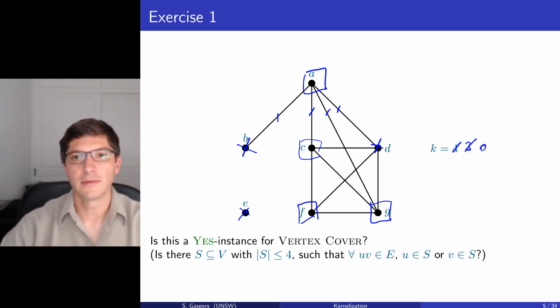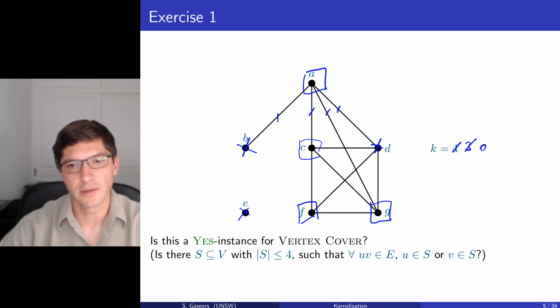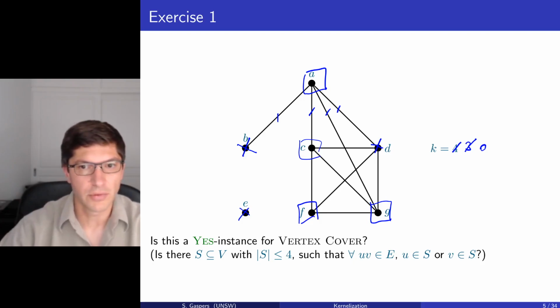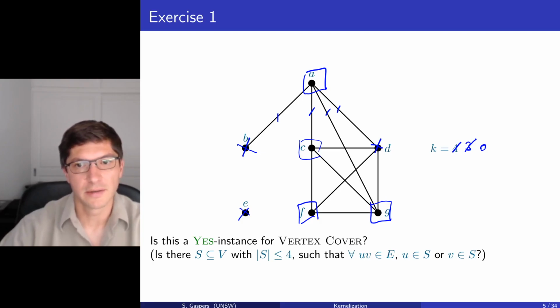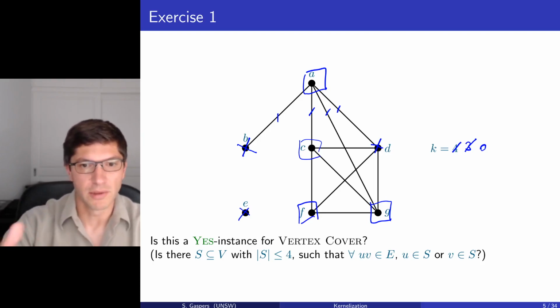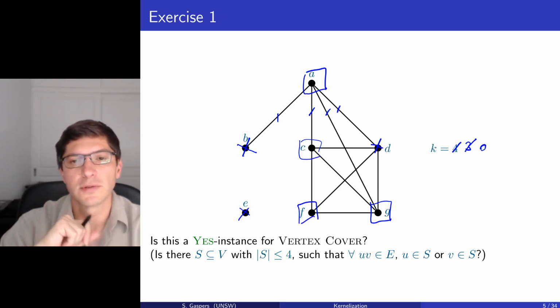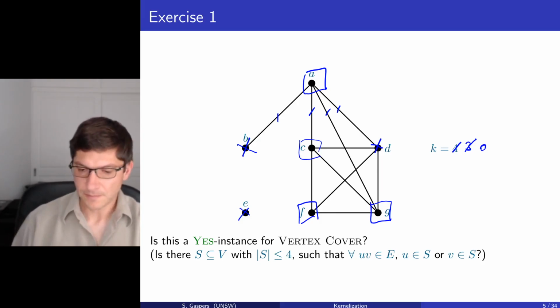And here you can see that we have found a vertex cover of size 4. So this is a yes instance. It's a yes instance, and we didn't have to go through all subsets of 4 vertices to check this. We could reason and make some optimal decisions, especially for our degree 0 vertices and degree 1 vertices.